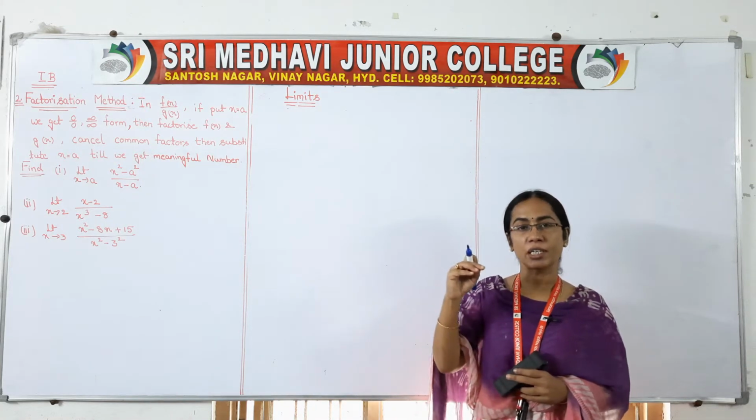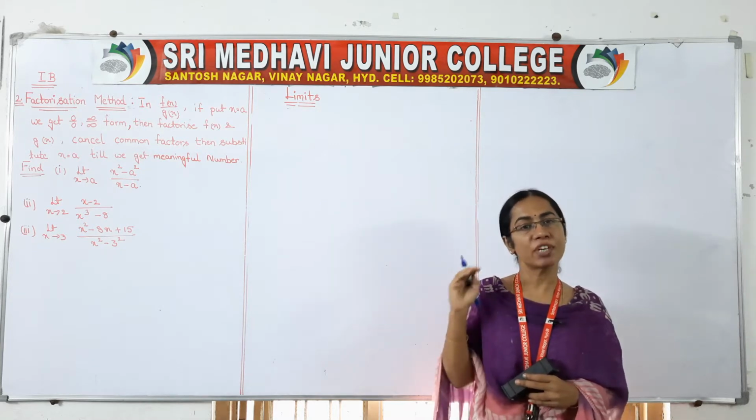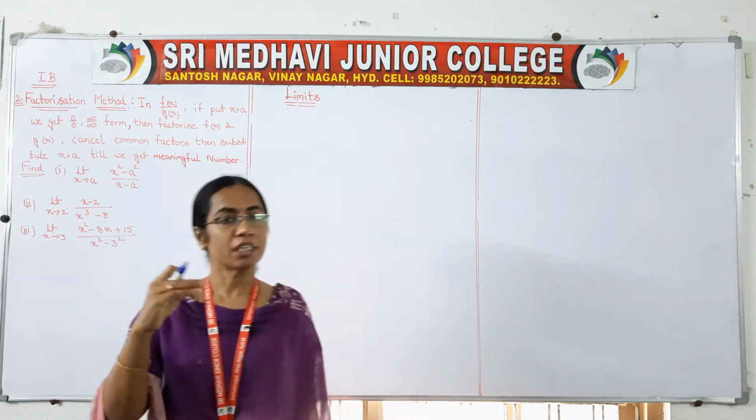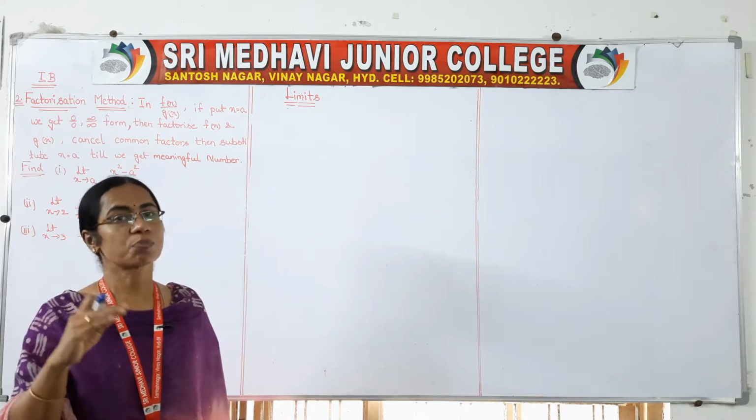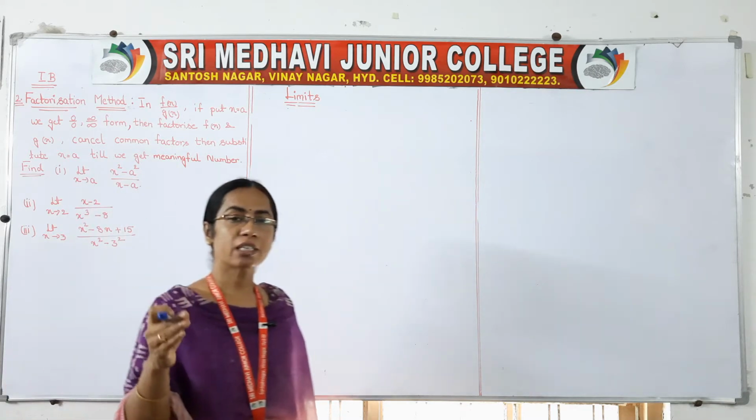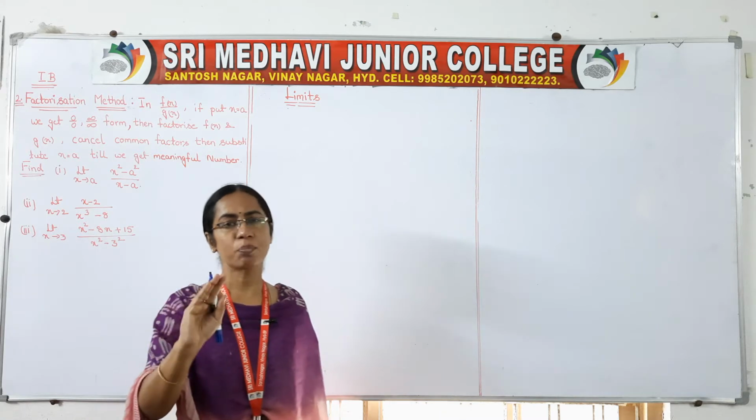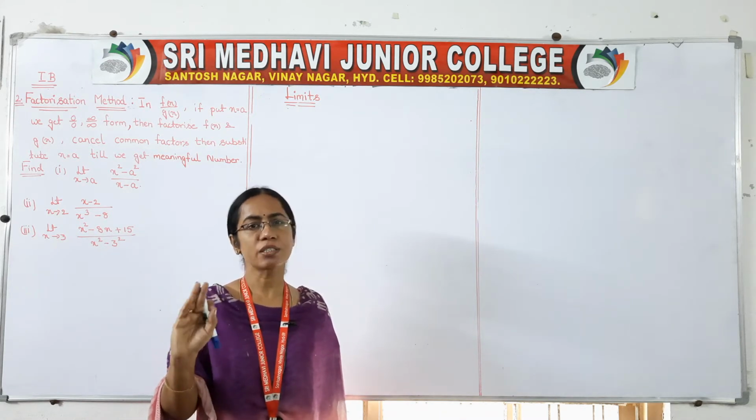So we are doing the limits, in that evaluating the limits with different methods. We are finding the limit of the given function with different methods. In the previous class we discussed the substitution method. When we substitute the value, if we get a perfect, meaningful value, then we can go for substitution.